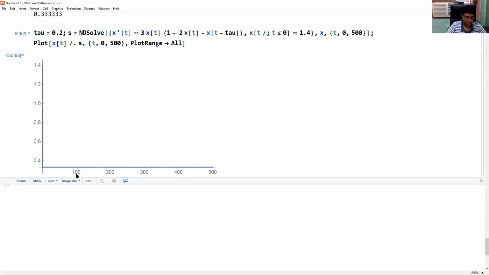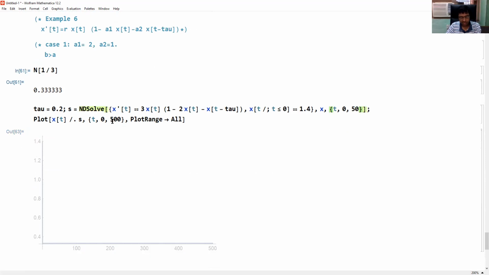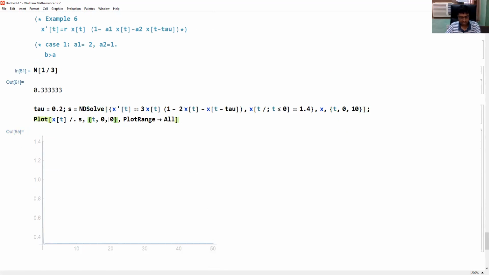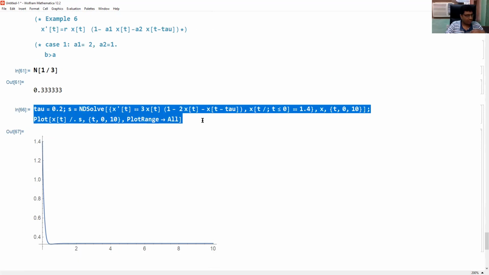Okay, so it is this one converging. No need to take up to 500. Let me take 50 or maybe 10. It is sufficient. 10 is sufficient. Okay, it is converging. Now let me choose different initial values. Whatever our tau may be and whatever our initial condition in the neighborhood of 1/3 maybe, we should get stable solutions.